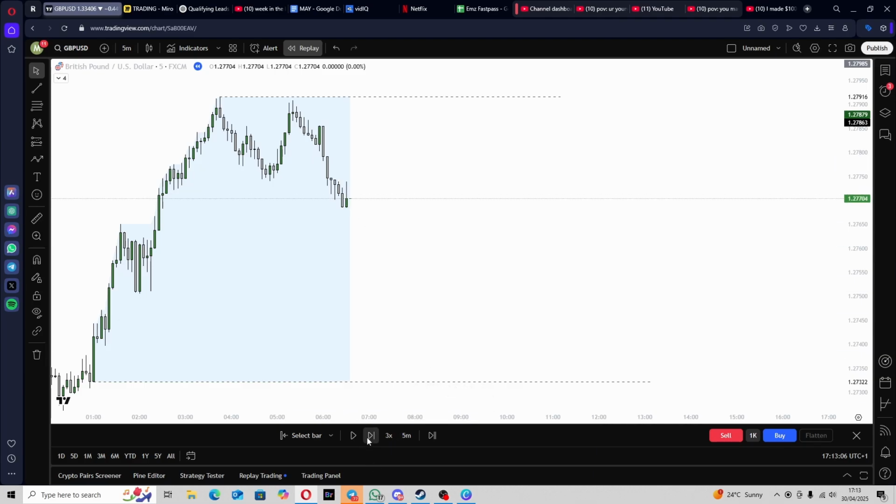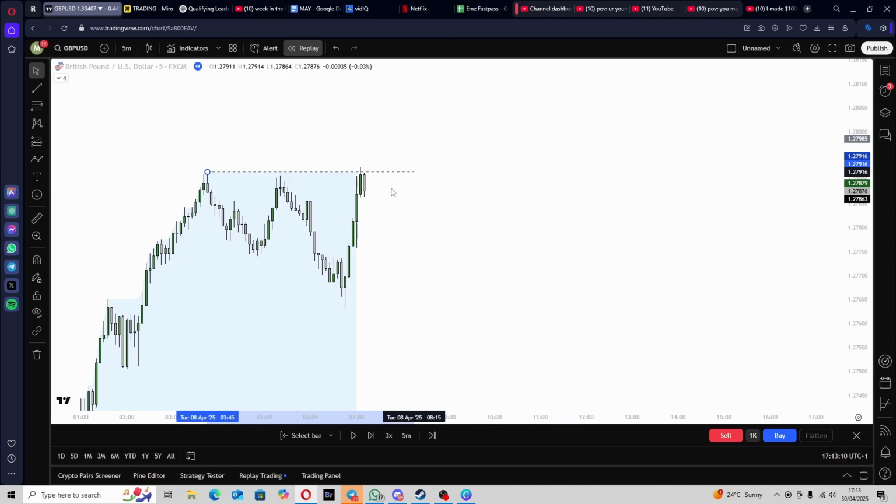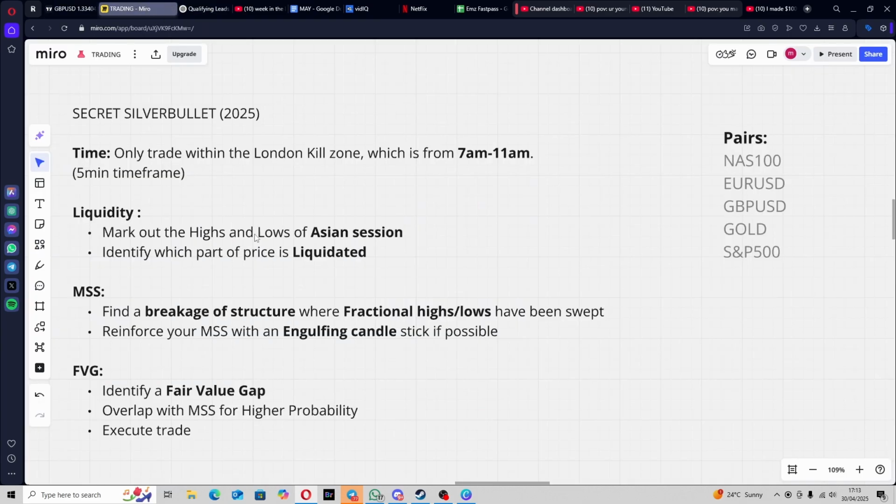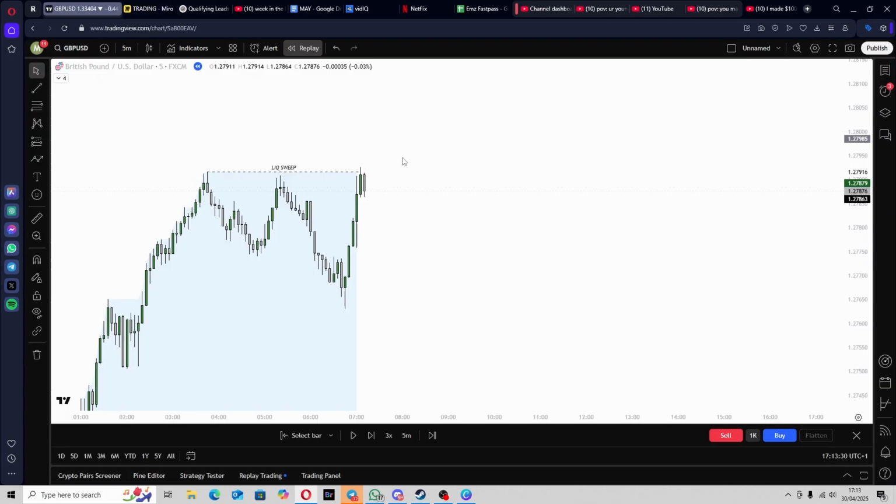So if I play price forward, you can see it's going towards the upside, and right there it's completely swept the highs. This completely changes the whole dynamic of the strategy because we just got a liquidity sweep. So that's one on the checklist done. We got the liquidity fully swept. What we need to do next is find a break of structure where fractional highs or fractional lows have completely been swept. I'm going to just leave it at that for now.